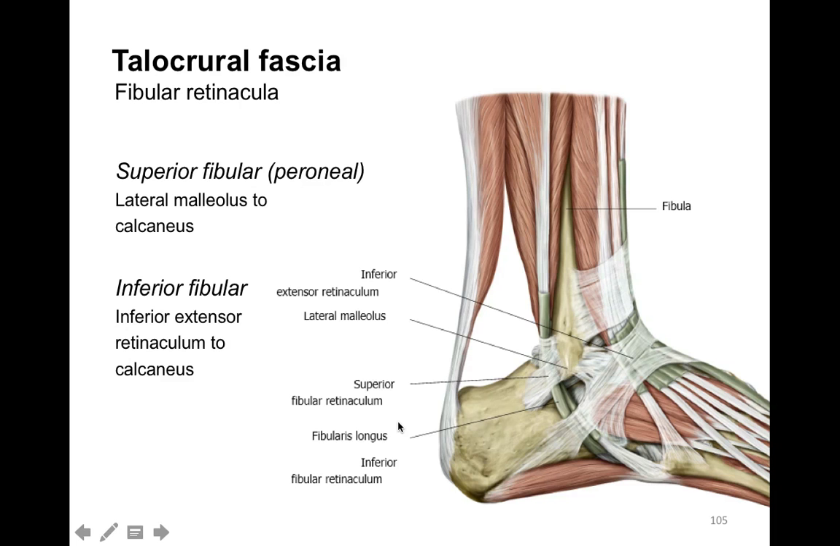Other retinacula include fibular retinacula, which are either superior fibular, which we can see here, lateral malleolus to calcaneus, or the inferior fibular retinaculum here, which extends from the inferior extensor retinaculum to the calcaneus. So these two retinacula will be spanning over long tendons of our fibular muscles.